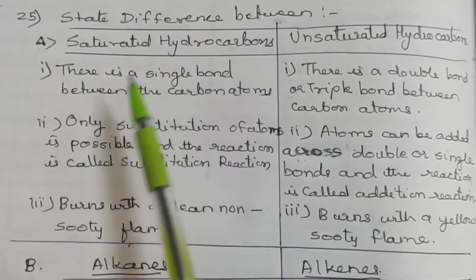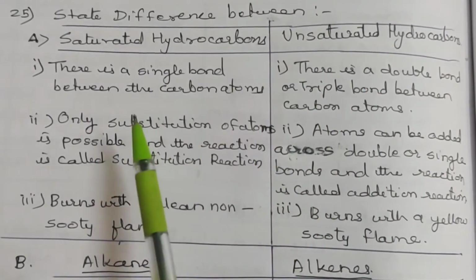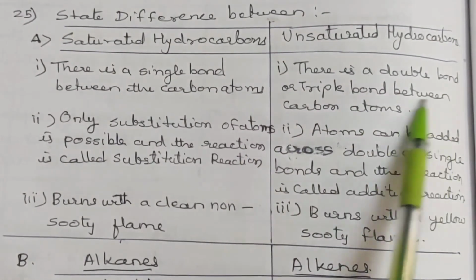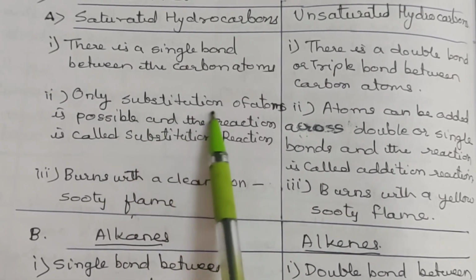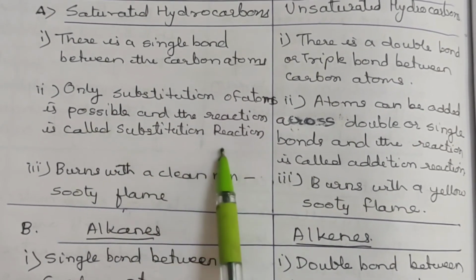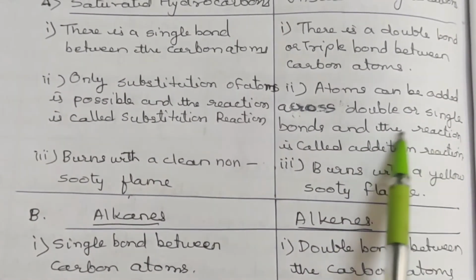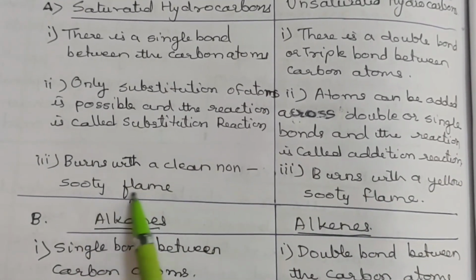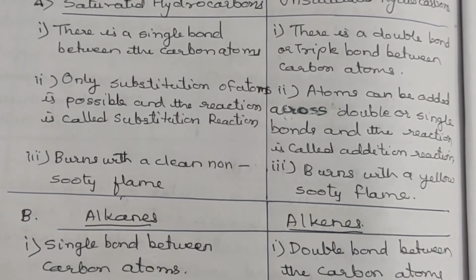State the difference between saturated hydrocarbons and unsaturated hydrocarbons. In saturated there is a single bond between the carbon atoms. In unsaturated there is a double bond or triple bond between the carbon atoms. Second, in saturated only substitution of atoms is possible and the reaction is called substitution reaction. In unsaturated, atoms can be added across a double or a triple bond and the reaction is called addition reaction. Saturated burns with a clean non-sooty flame and unsaturated burns with a yellow sooty flame.